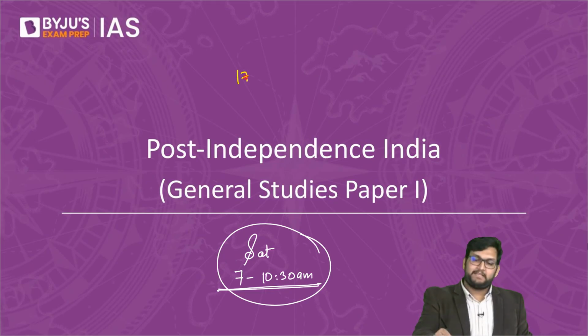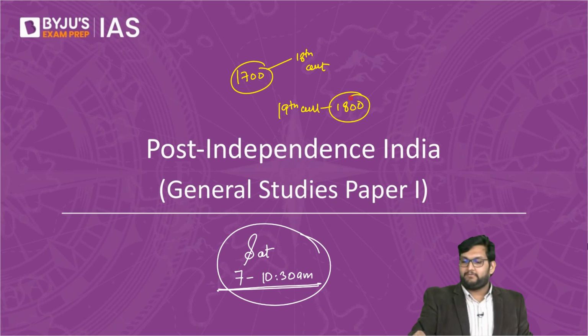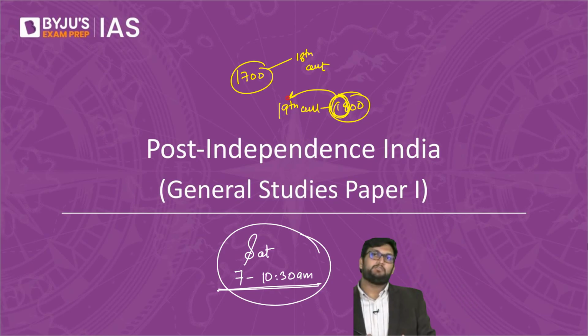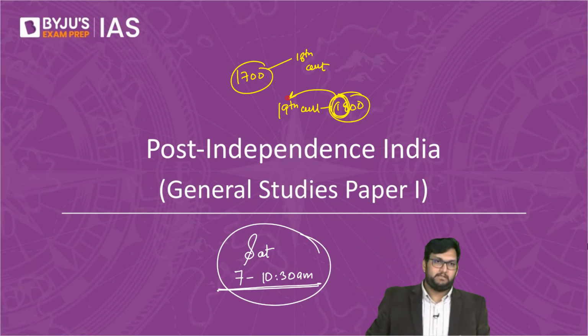When it is 1700, it is 18th century. When it is 19th century, it means 1800. Whatever is the number in the front, the century is always one forward. So we are in 21st century, though we are in 2023. If you are able to understand this, you will easily be able to understand the time period of the question.